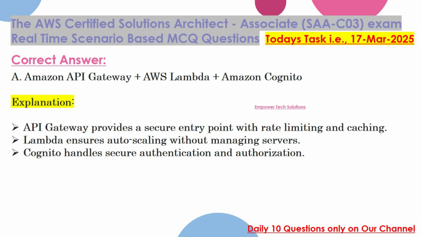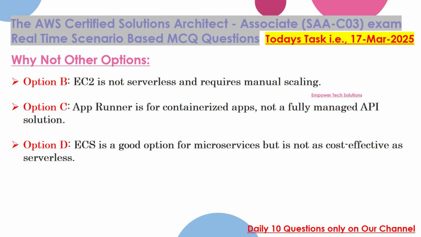Explanation. API Gateway provides a secure entry point with rate limiting and caching. Lambda ensures auto-scaling without managing servers. Cognito handles secure authentication and authorization. Why not other options? Option B, EC2 is not serverless and requires manual scaling. Option C, App Runner is for containerized apps, not a fully managed API solution.